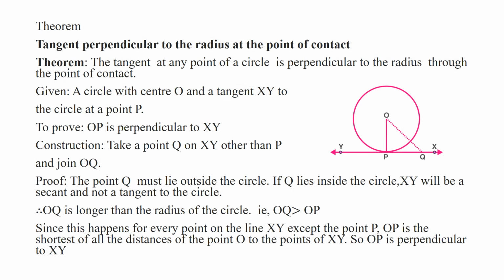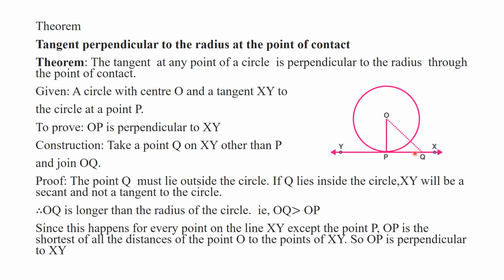Here we are going to prove a theorem. Tangent at any point of a circle is perpendicular to the radius through the point of contact. We can see a circle with center O and a tangent XY to the circle at a point P. We require to prove OP is perpendicular to XY. OP is the radius and we need to prove XY is perpendicular to OP.